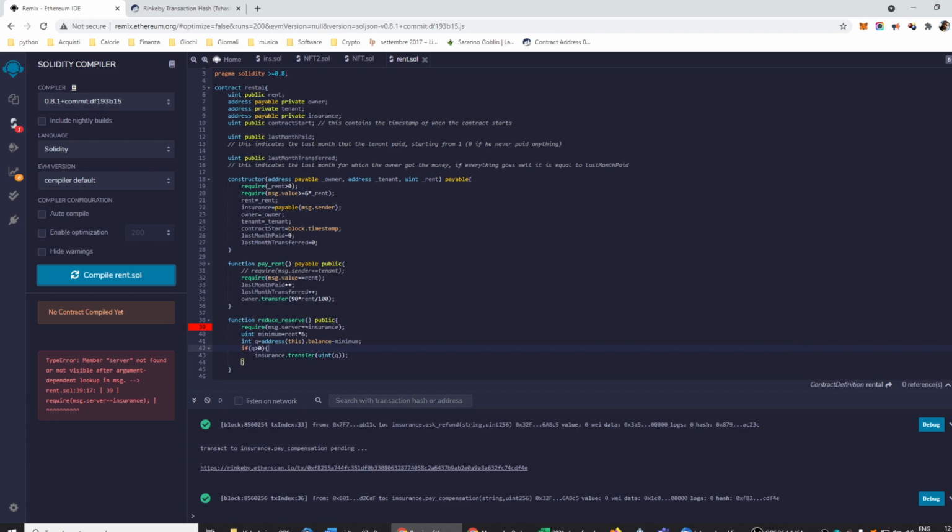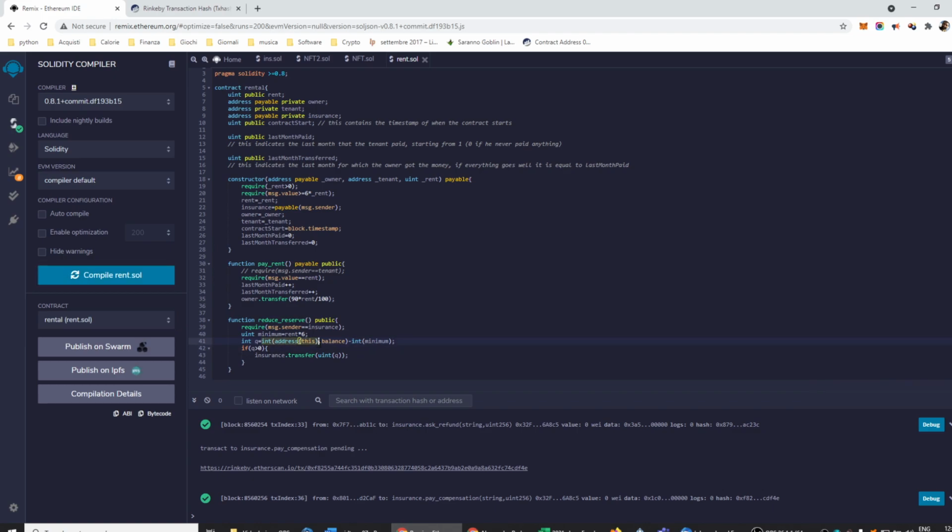Member server not found. What is a message sender, not server? This thing here and this thing here are okay. Let's do like this. I cut here. I convert them to int. I unfortunately have to convert them to int before doing the calculation. It's a little bizarre. I convert them to int, I do the subtraction, and then if it is positive, I convert it to uint.